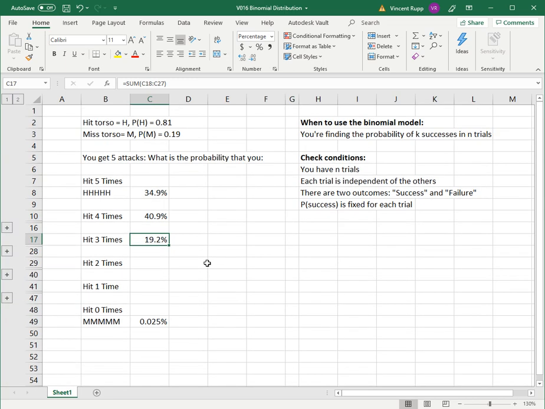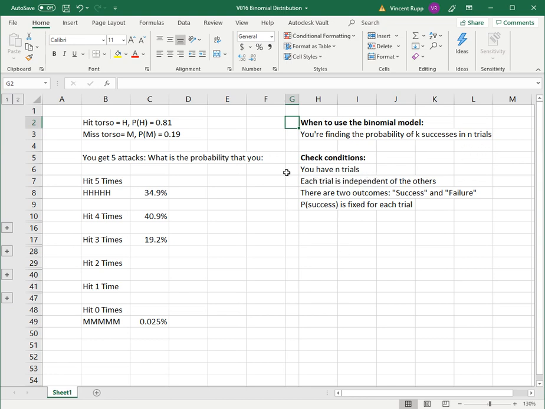But the thing is, this more complicated situation comes up so often that it has a special name. This is called a binomial model. So when to use the binomial model is when you're finding the probability of k successes in n trials. So you're not looking at individual sequences anymore. You just want to know how many times did you hit or complete or whatever the definition of success is, and you have n trials.